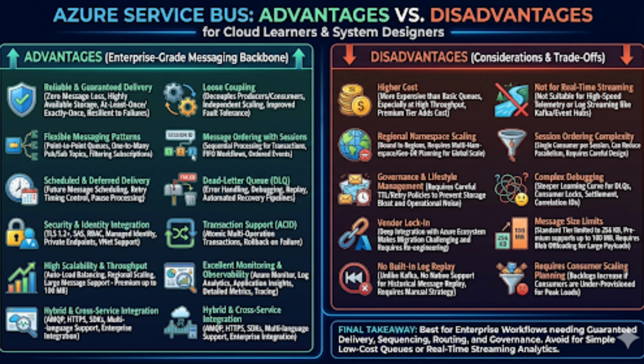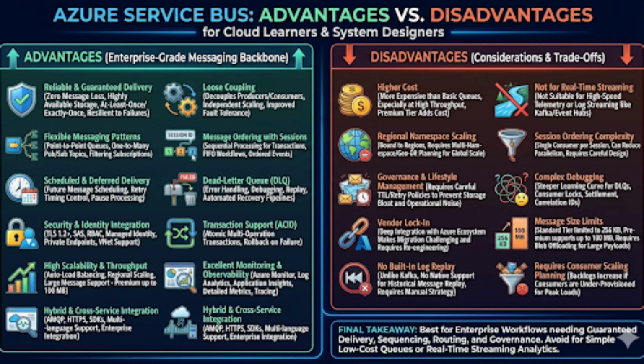2. Not ideal for real-time streaming or event analytics. Azure Service Bus is designed for workflow messaging, not high-speed event streaming. It does not match Kafka or Event Hubs for real-time telemetry ingestion or log streaming. If your system needs millisecond-level real-time analytics, ASB is not the right fit.